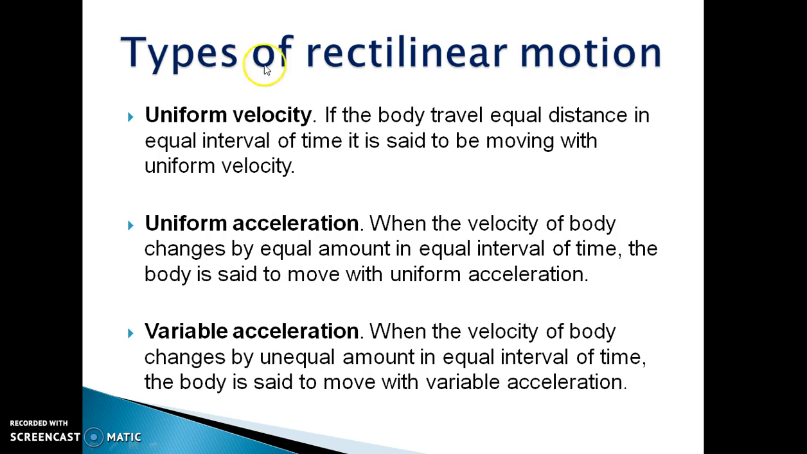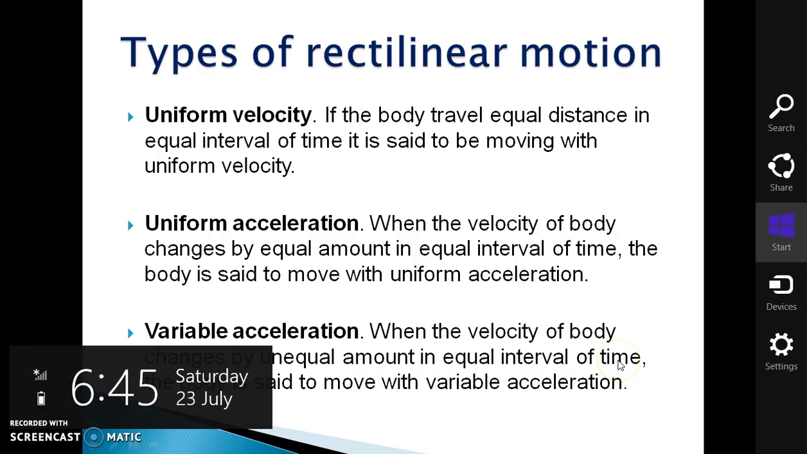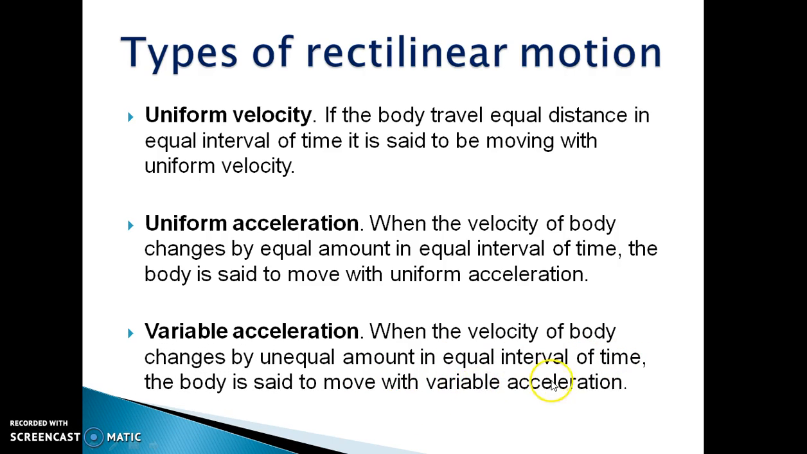Let's see which are the types of rectilinear motion. Uniform velocity motion. If a body travels equal distance in equal intervals of time, it is said to be moving with uniform velocity. Uniform acceleration. When the velocity of a body changes by equal amounts in equal intervals of time, the body is said to move with uniform acceleration. Last one is variable acceleration. When the velocity of the body changes by unequal amounts in equal intervals of time, the body is said to move with variable acceleration.